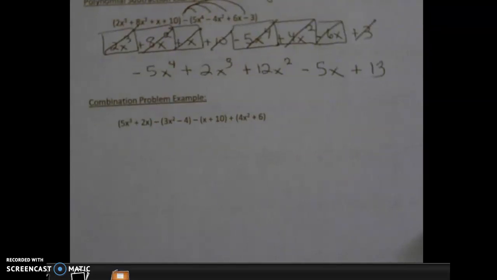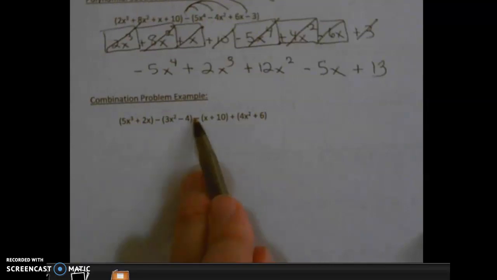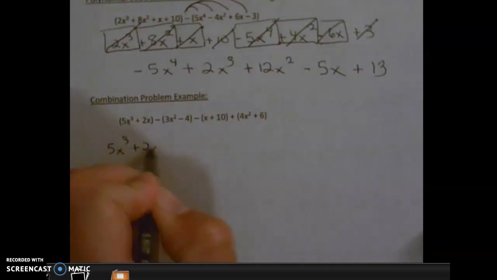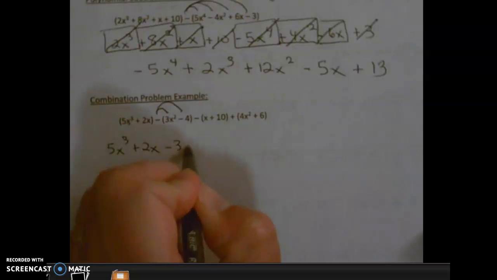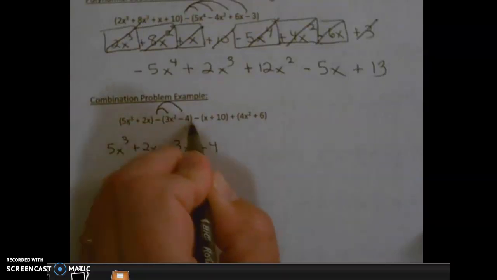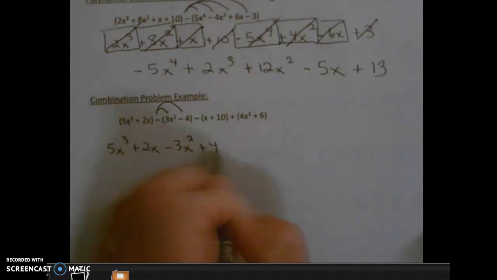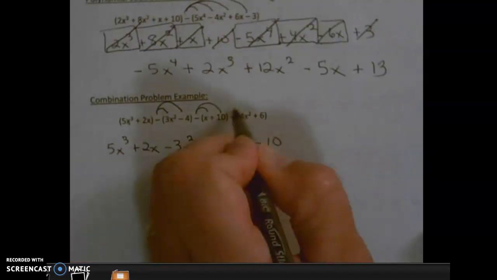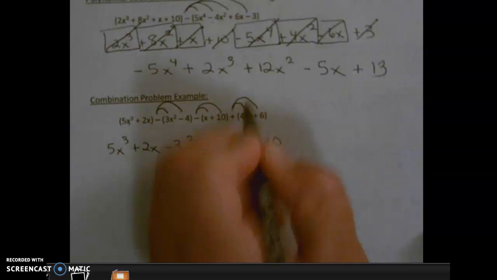Okay, let's take a look at this one. Here we have multiple groupings, so we have to distribute multiple signs. So this first term is going to stay the same. We're going to distribute that minus. Remember, when you distribute a minus, they change signs. Distributing another minus. And remember, when distributing a plus, they stay the same.